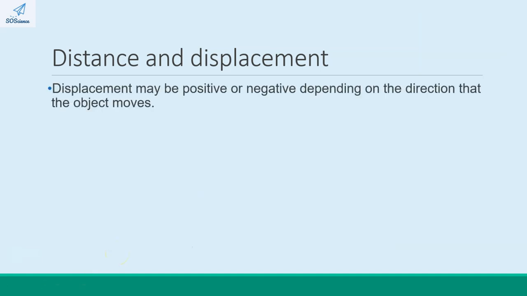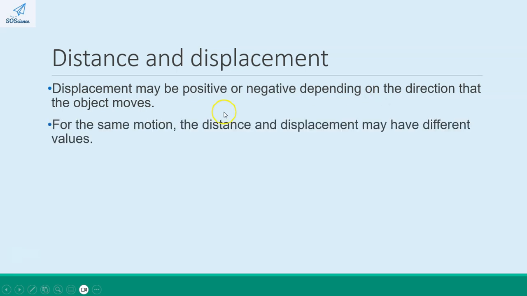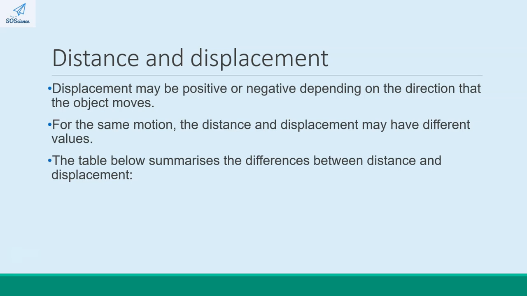Now, displacement may be positive or negative, and the positive or the negative symbol will help us to assess the direction that the object is moving. For the same motion, distance and displacement may have very different values.